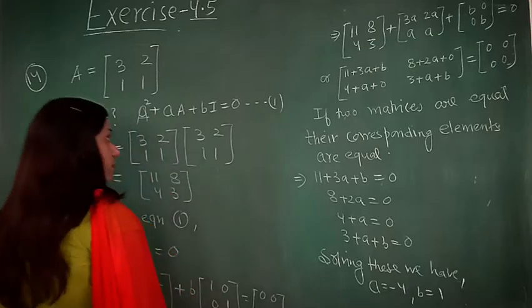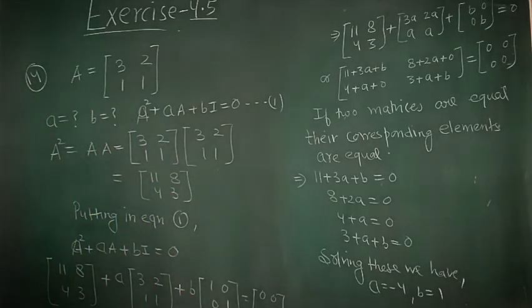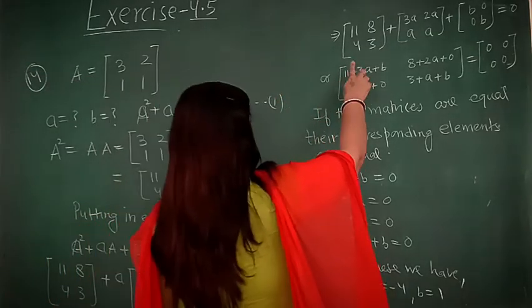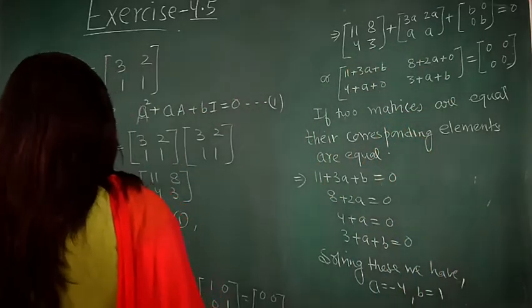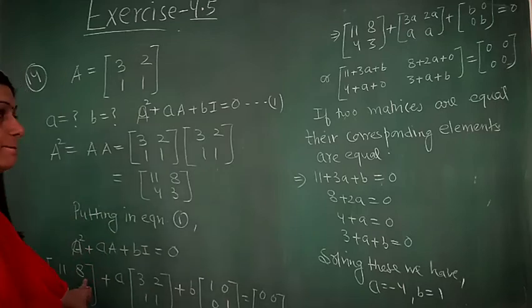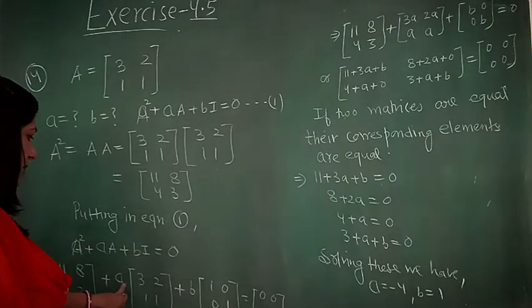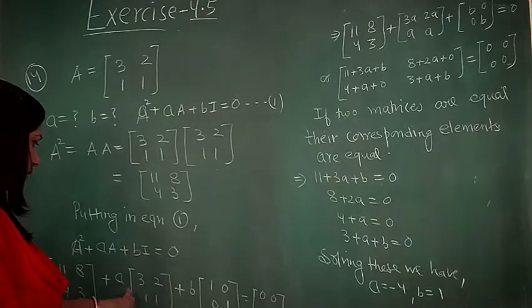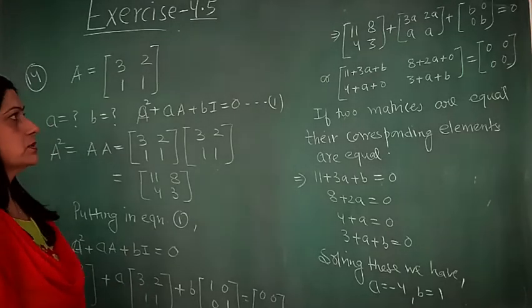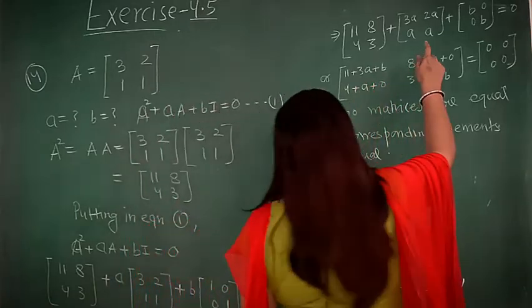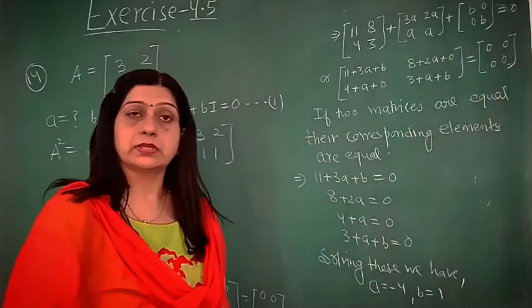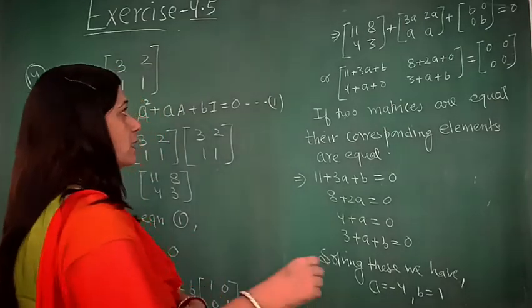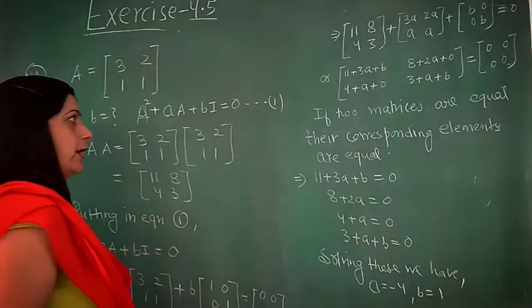Now we have substituted all the values. So this is A square plus A multiplied by this matrix, that is 3A plus 2A plus A plus this. Then this B is also getting multiplied with all the elements of the given identity matrix.